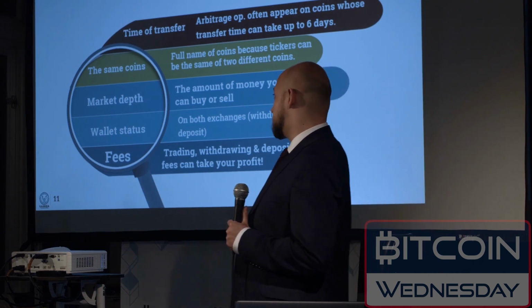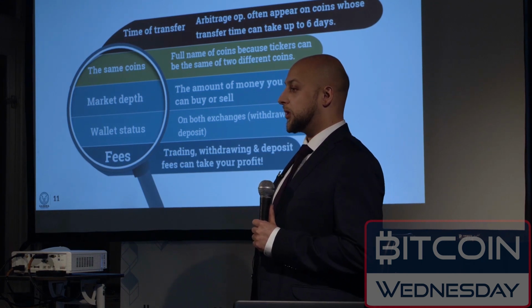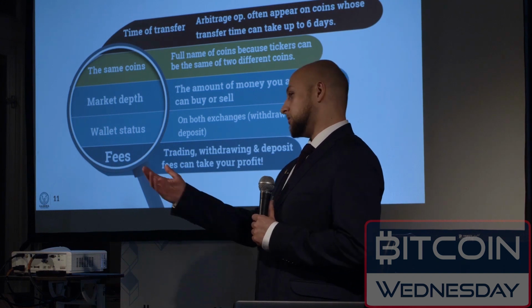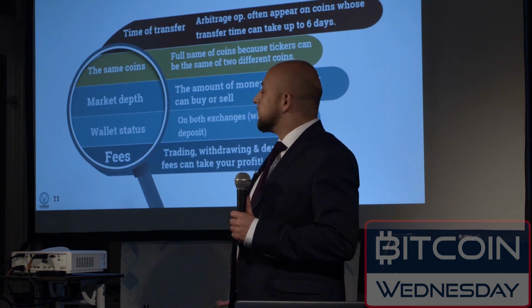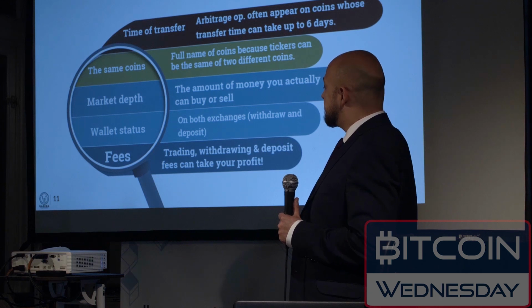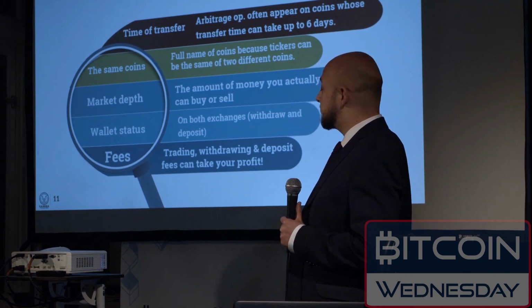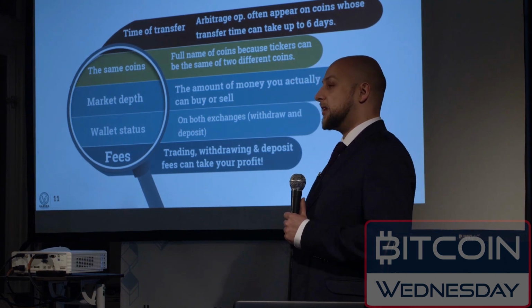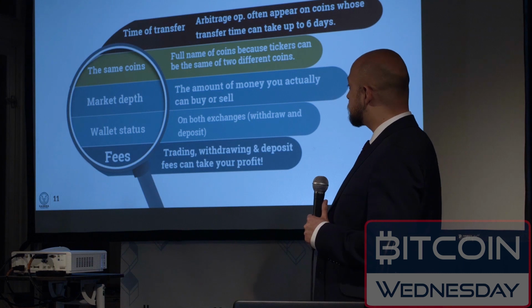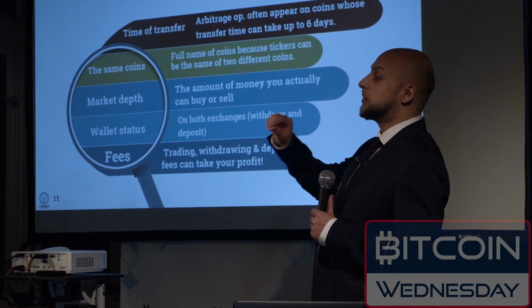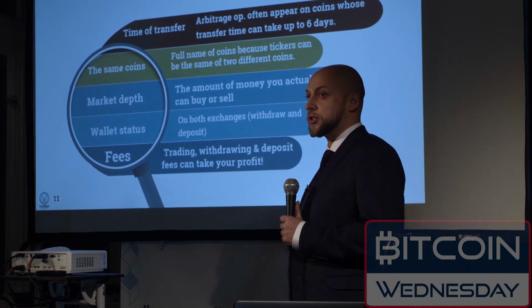The other thing is market depth, and this is very, very important, because you could see a situation where you can make like 30%, 100%, 1000%, but it doesn't matter if you can transfer just $1. So it's pointless to do arbitrage where you can get like 20 cents or even $5, $10. So you should check how many coins you can buy on one exchange and how many you can sell on the other exchange.